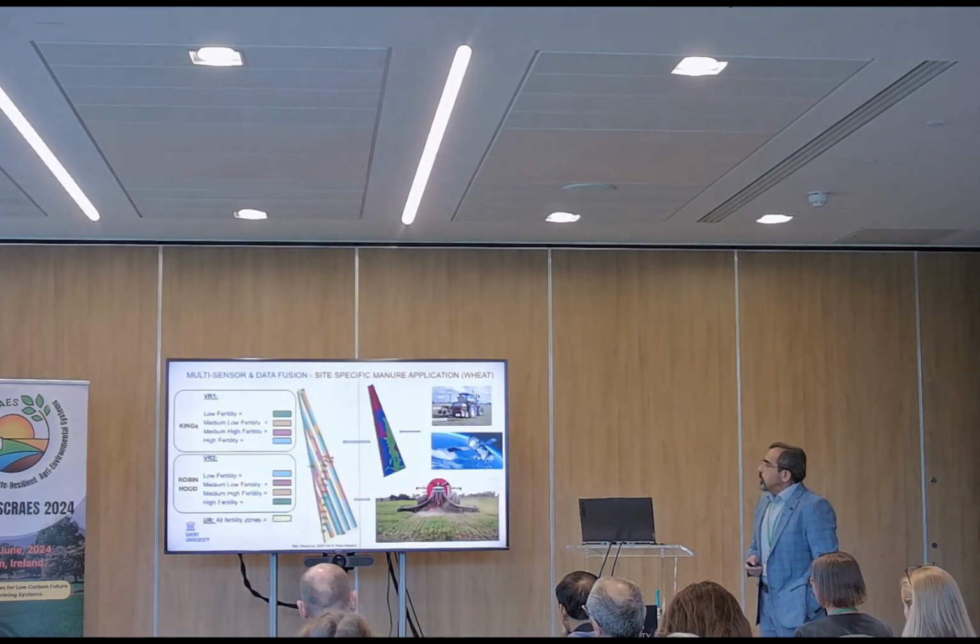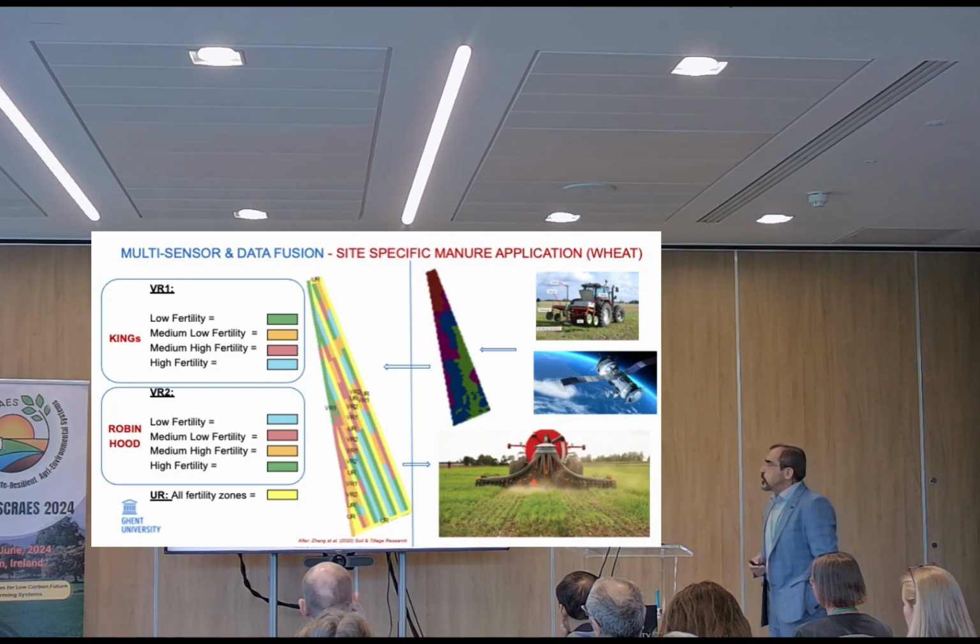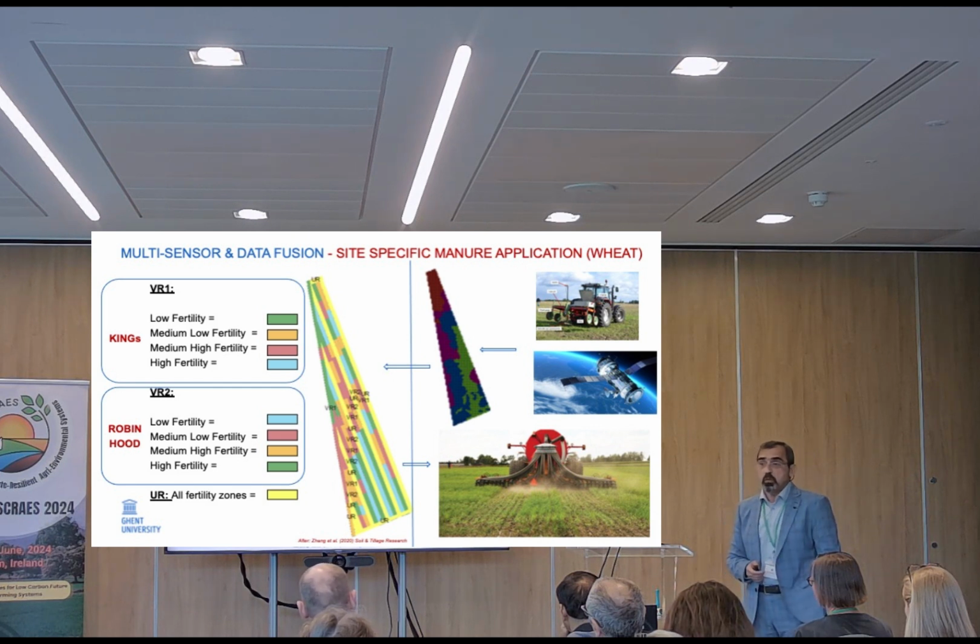Let me give one example of manure. I think those from Holland, Northern France, Germany, and Belgium know what happens with manure. A lot of manure is being injected, and our soils are saturated with manure, so we need to do something about it. Maybe precision agriculture can help.